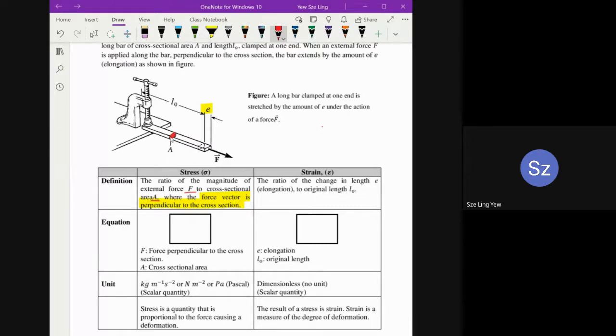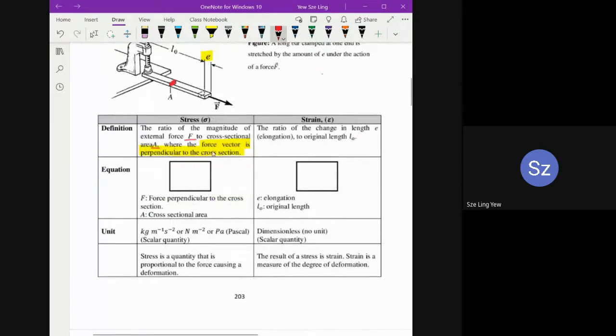So the force that you apply is perpendicular to the cross-sectional area. Remember, the area that we use is always perpendicular to the force, right? So don't use the wrong area. In this case, the equation for stress, the symbol is sigma. So sigma is equal to F over A. So this is the equation: force perpendicular to the cross-sectional area, and area is the cross-sectional area.